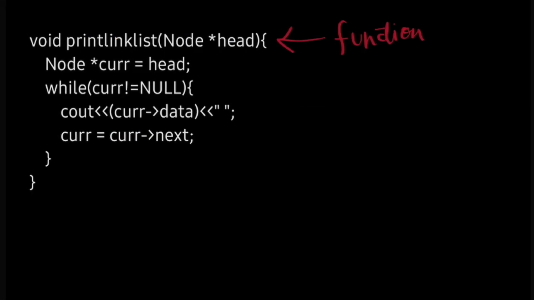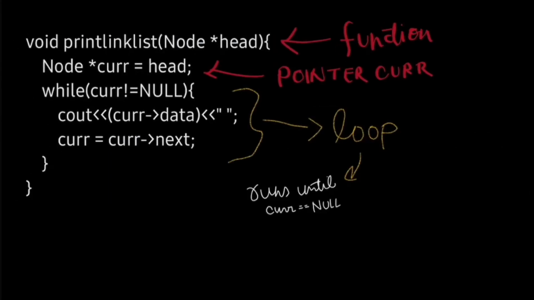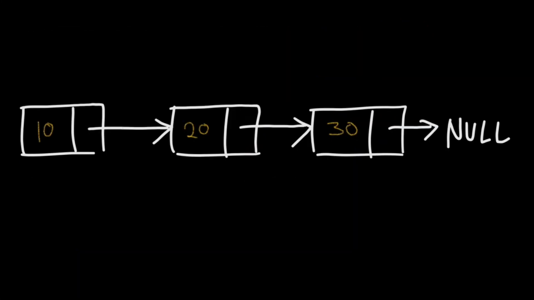Now let's take a deeper look at the function we just created. And this is how you create a linked list. And now this is the visual representation of the linked list we just created. The head node is 10, the next node is 20, and next to next is 30, and now 30 points towards null. And that's how you create a linked list.